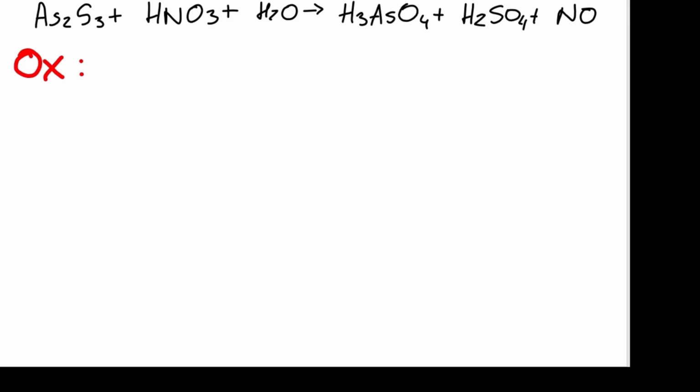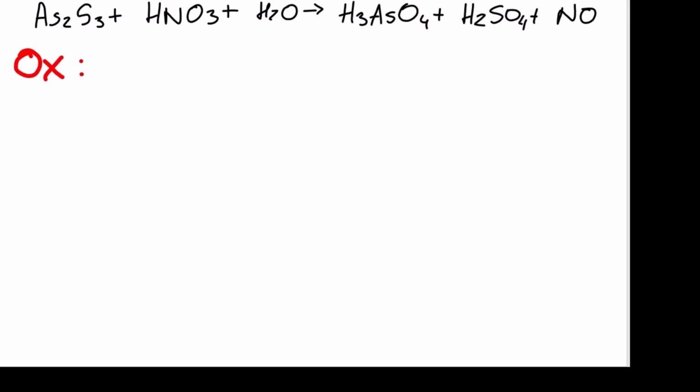Yes, because there is a creation of arsenic acid, so arsenic atoms take part in building this particle of arsenic acid, and sulfur atoms are utilized to create sulfuric acid. So we can assume that we can write arsenic 3 sulfide in ionic form.